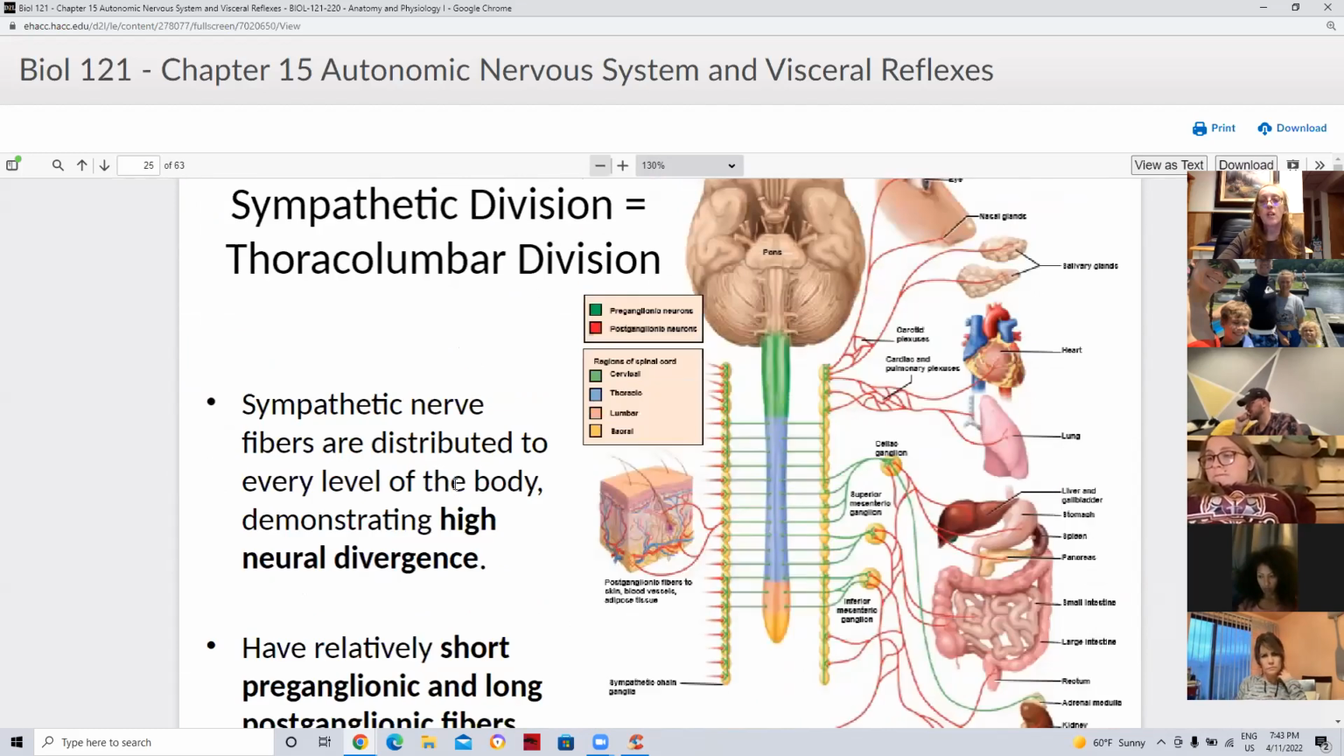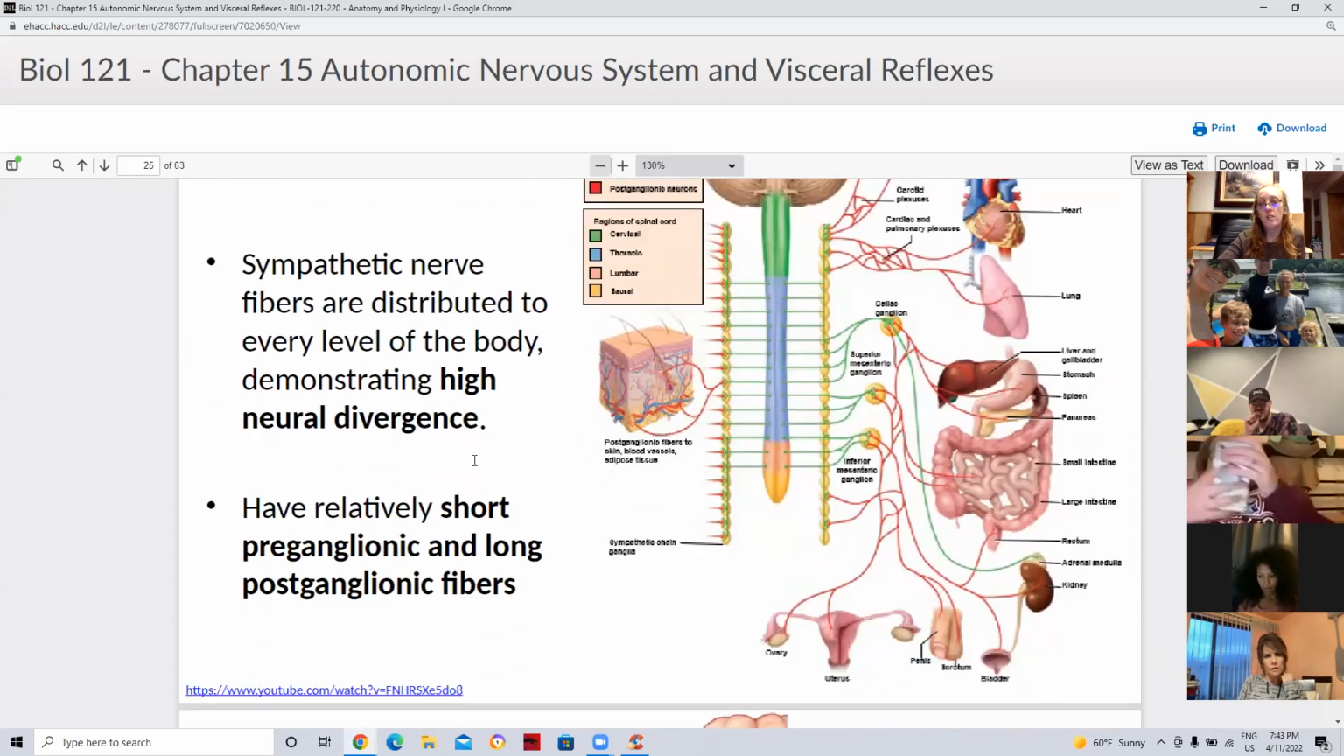So distributed to every level, demonstrating a high neural divergence.